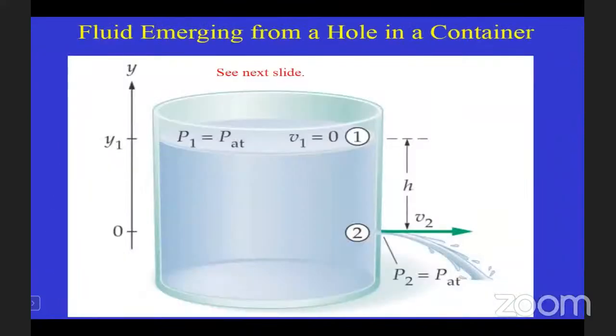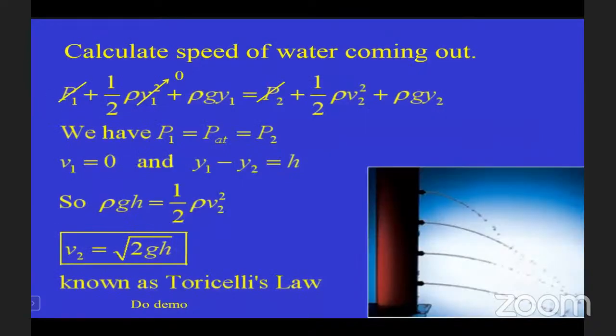The next one. So this is also Torricelli's diagram: fluid emerging out of a hole in a container. So first see the next slide. Calculate the speed of the water coming out.